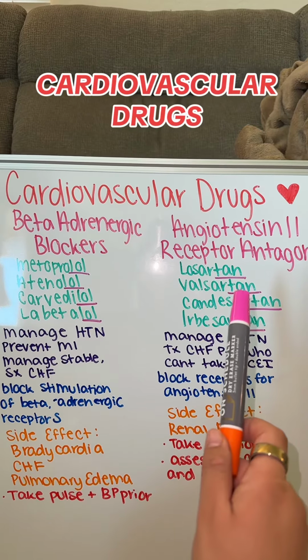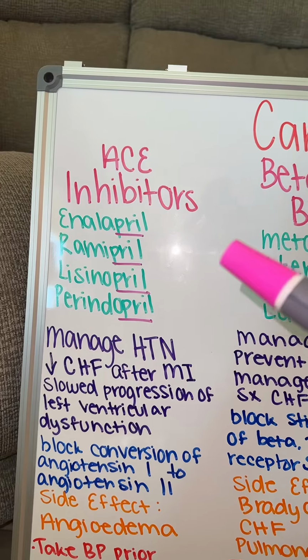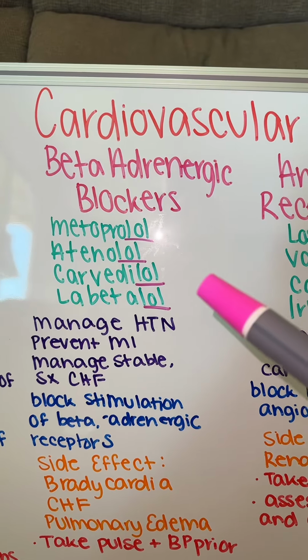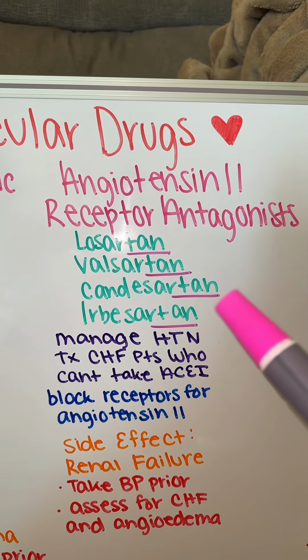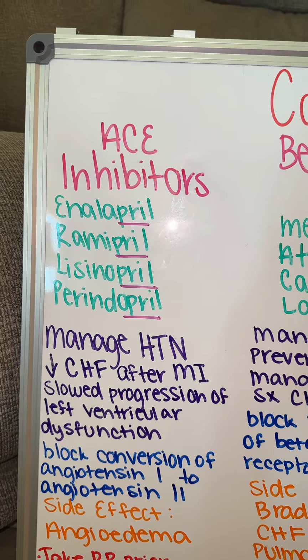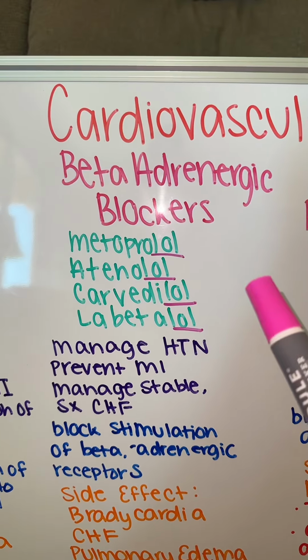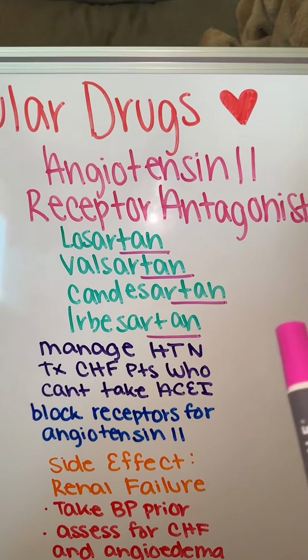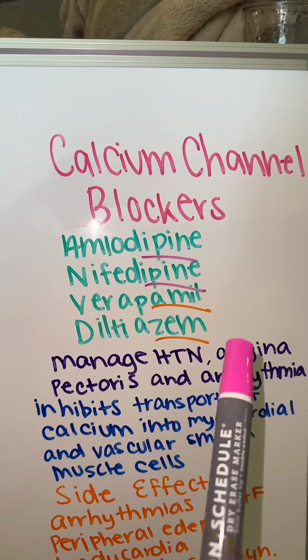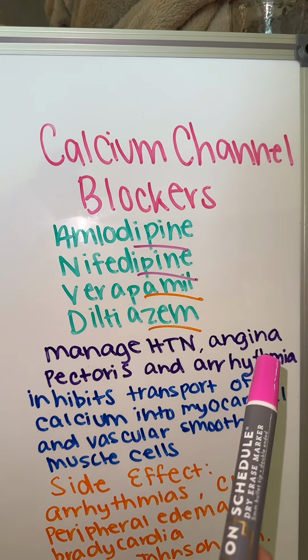Cardiovascular drugs. These are the main ones that control blood pressure and heart rate: ACE inhibitors, beta blockers, angiotensin agonists, and calcium channel blockers. And here's how to know the difference between them. Starting with the ACE inhibitors, you'll notice they all end in -pril. Beta blockers all end in -lol, angiotensins in -artan, and calcium channel blockers are a little bit different. You've got the -pines, the -mil, and the -zem.